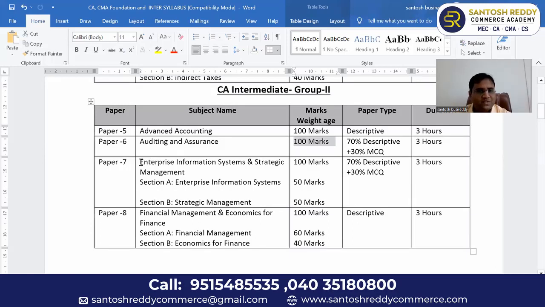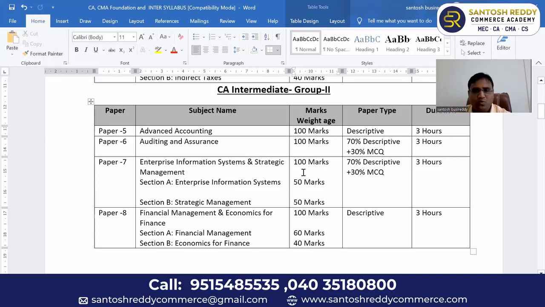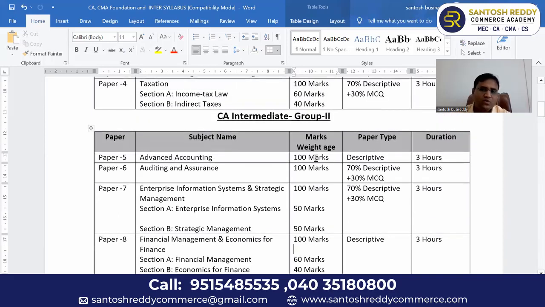Another dry subject is paper 7, statistical. You can get a minimum score of 40 marks. And paper 8, you can get 60 marks, financial management. Economics for finance also, don't think it is a theoretical subject. It is also practical. Economics for finance, international trade, very important, very interesting subject. So advanced accounting 60 or 70 marks. Paper 8 60 marks. You will get 140 marks. 140 plus 80, you can easily get 220 marks in group 2 also.